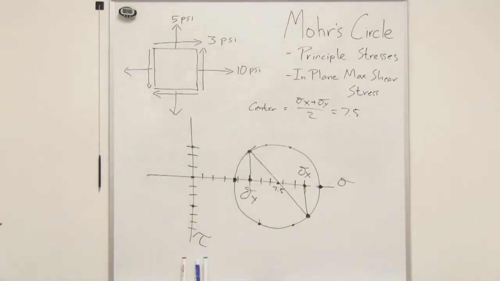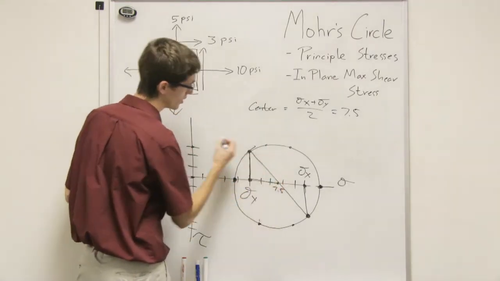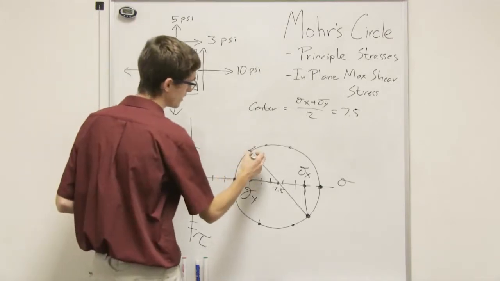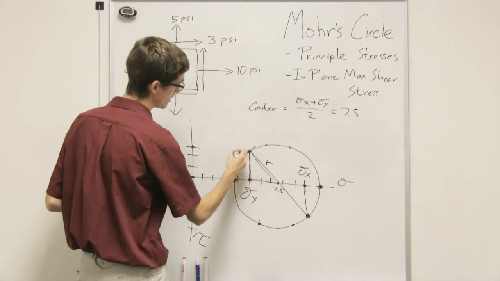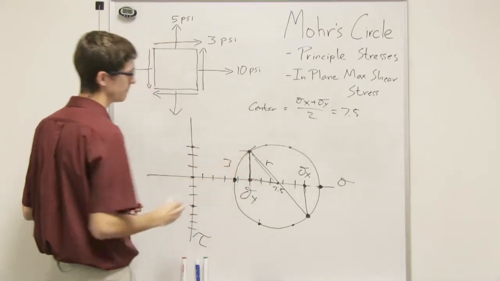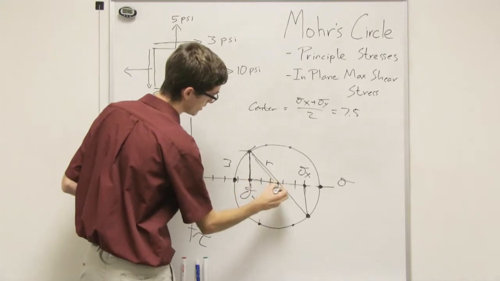I also want to know what the radius of the circle is, and we can do that by looking at this triangle. We have a triangle right there, and we want to know what this is. That's our radius. We know what this height is because it's 3, the height of our shear. And I want to know what this length is right there.